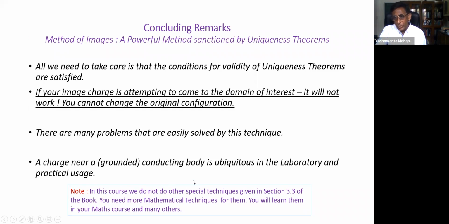We'll have some interesting problems in the home assignment on the method of images. It's a very popular method, and you better master this technique as much as possible.